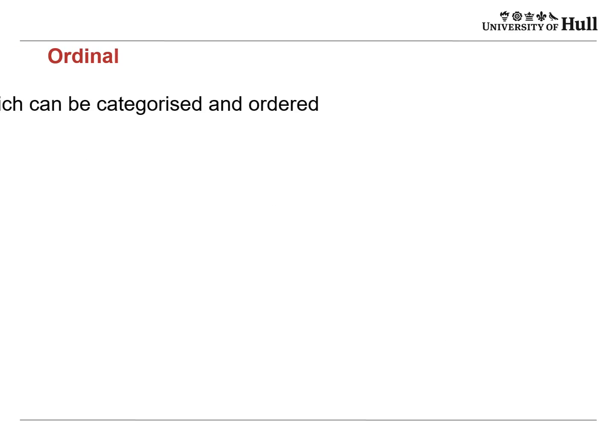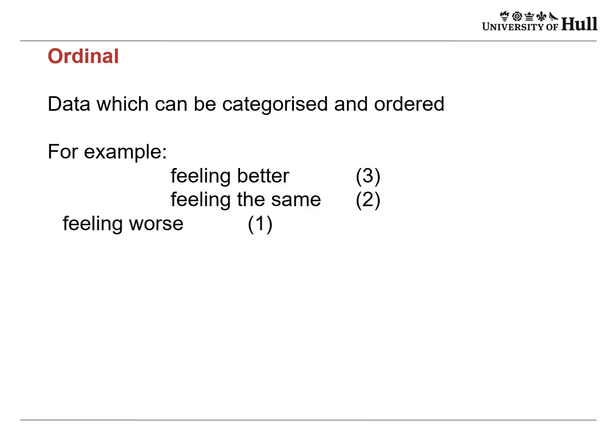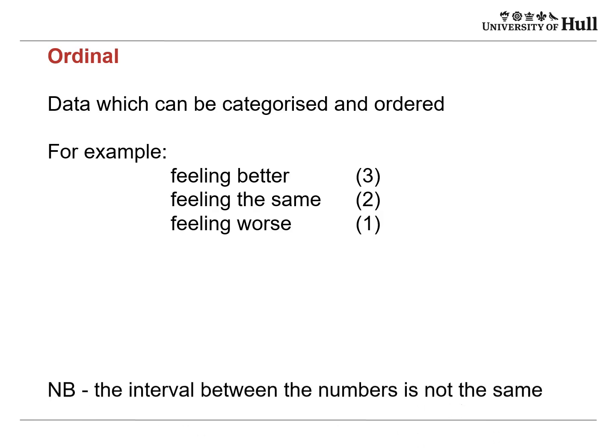Next, ordinal levels of measurement. These are data which can be categorized and ordered. For example, feeling better, feeling the same, feeling worse. These could be given the numbers 3, 2 and 1, and the numbers have an obvious meaning.